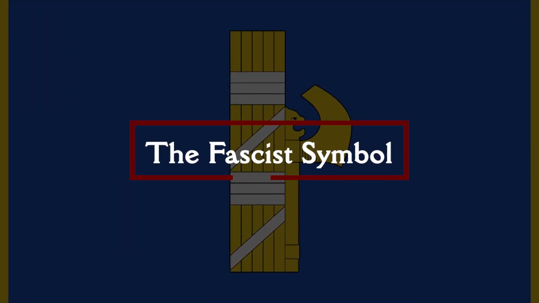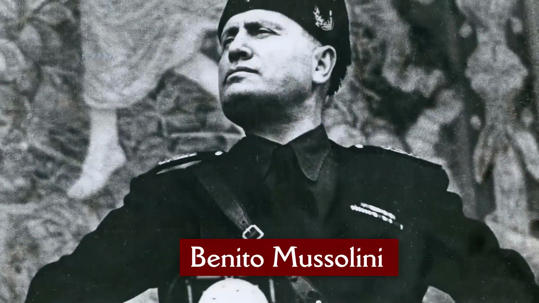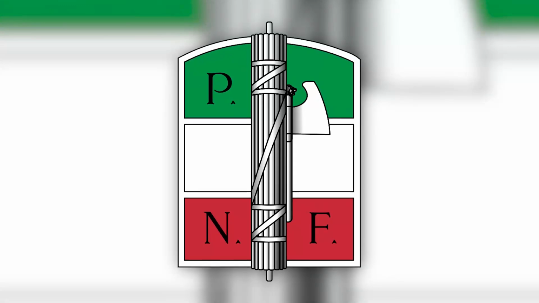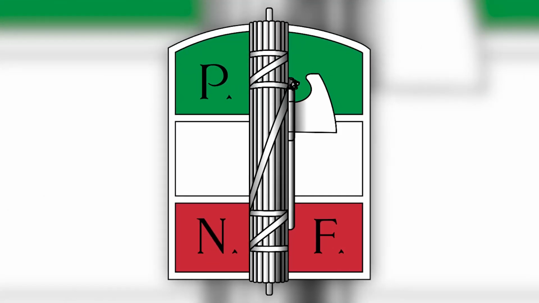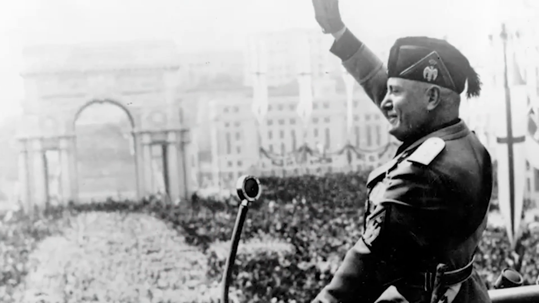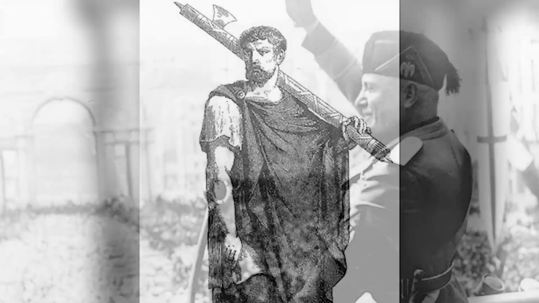Now let's talk about the Fascist Symbol that originated in Italy under Benito Mussolini. This symbol, called a fascis, consists of a bundle of wooden rods with an axe head. It was a symbol of authority in ancient Rome, and Mussolini used it to represent the unity and strength of his fascist movement. To better understand the significance of the fasces, it's crucial to look into the history and how it was used by Mussolini.